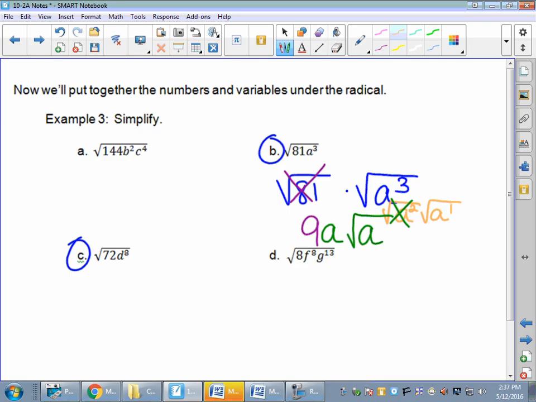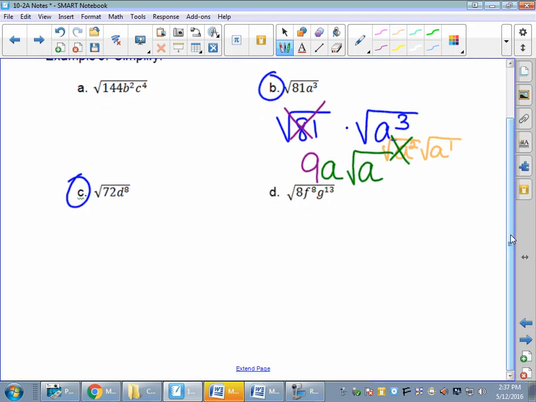How are we doing with these? We'll put all these numbers and variables all together. Last problem, the square root of 72 d to the 8th power. So of course I'm going to break this up into the 72 and the d to the 8th. Probably could do the d to the 8th right now, but let's do the 72 first. Is 72 a perfect square? No, it is not. So does 72 have a factor that is a perfect square?